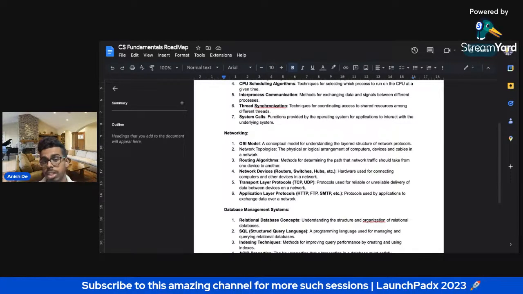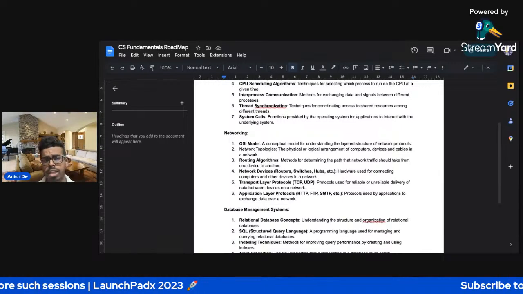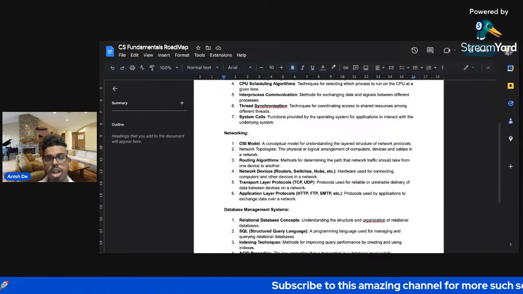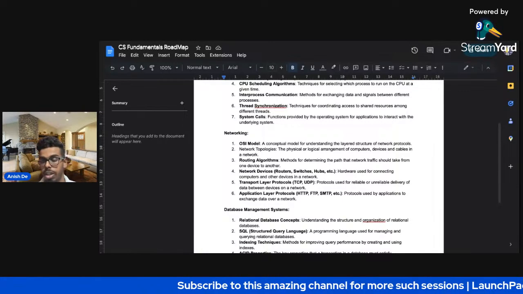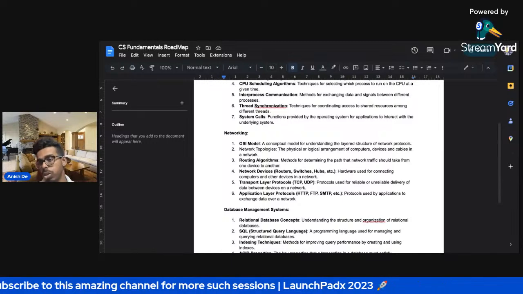Similarly, you should know the differences between routers, switches, and hubs, like which layer they operate in. Similarly, the application layer protocols, like in which case you use which protocol. Similarly, the difference between TCP and UDP. This is very important, and this is a very famous interview question. The difference between TCP and UDP.